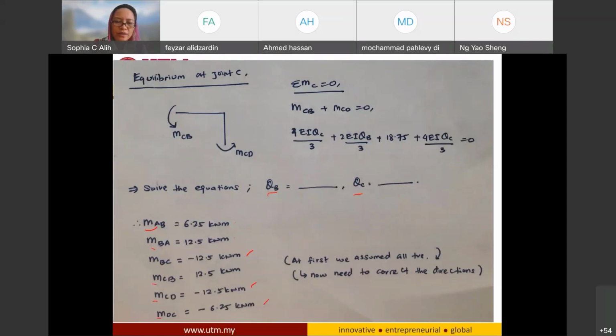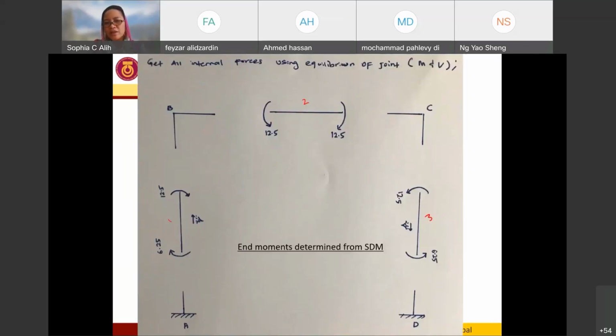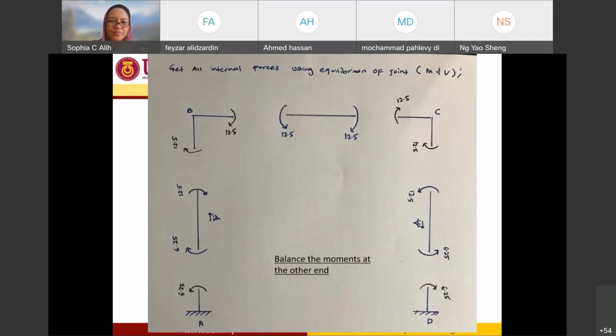Now on the third element, I have negative 12.5 and negative 6.25. So it's going to be counterclockwise direction 12.5, counterclockwise direction 6.25. So these are the end moments that I have already determined. Now the next part that I have to do is to find the internal forces, right?